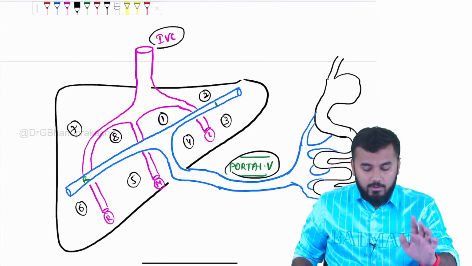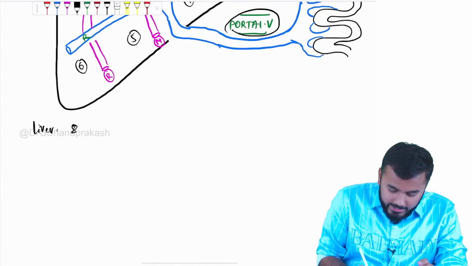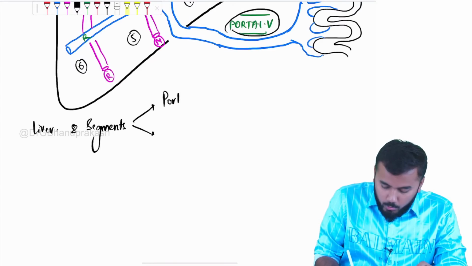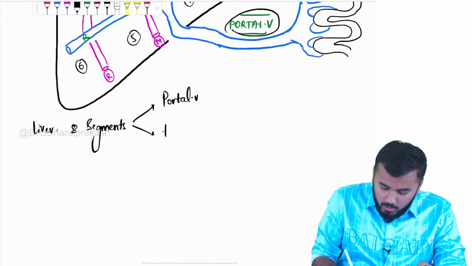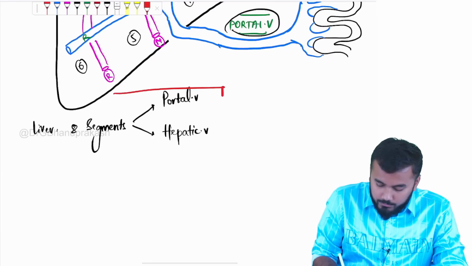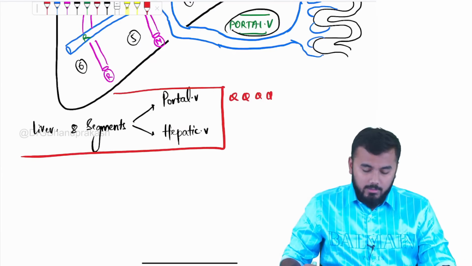This is a question. How do you divide the liver into 8 segments? I have divided the liver into 8 segments based upon 2 things. One is called the portal vein, another one is called the hepatic vein. Clear? So this is an MCQ. Very important question.